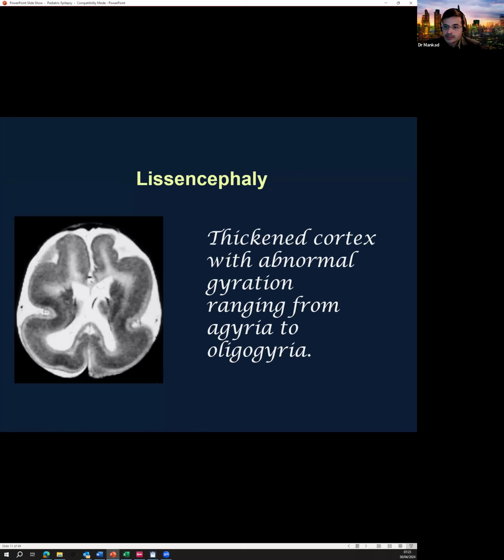Malformations of cortical development can start right from the induction of neurons around the germinal matrix all the way as they migrate to form the cortex. So they can get arrested as heterotopias, or they can get to the cortex and get disorganized. This is a thickened cortex with abnormal gyration, and it can range from agyria, a completely smooth brain, to oligogyria. So you can see that there are some depths here. This would be called oligogyria. That is lissencephaly. And the cortex actually starts here and goes all the way across this very, very thick cortex.